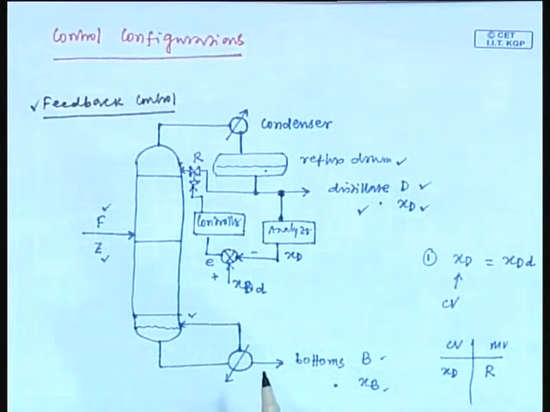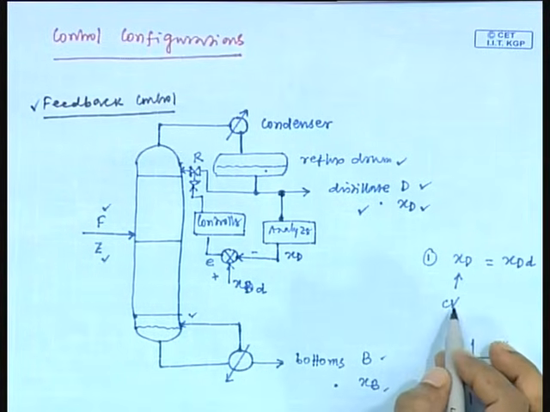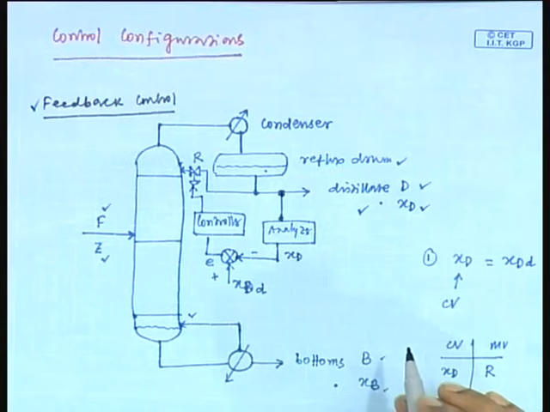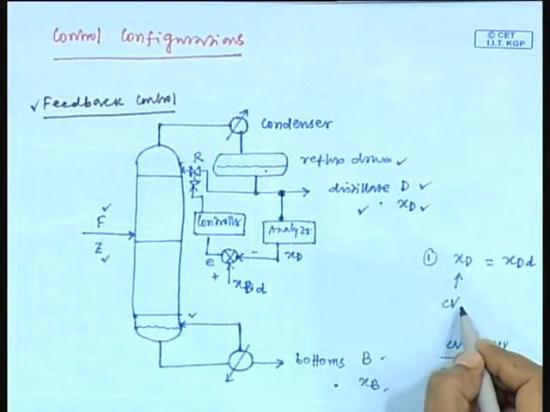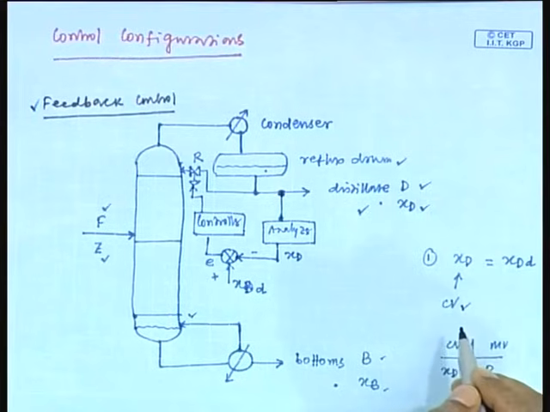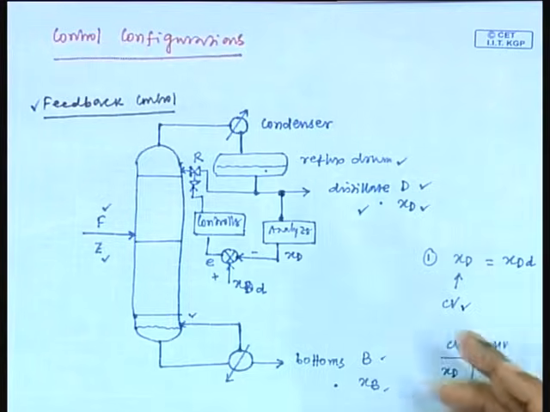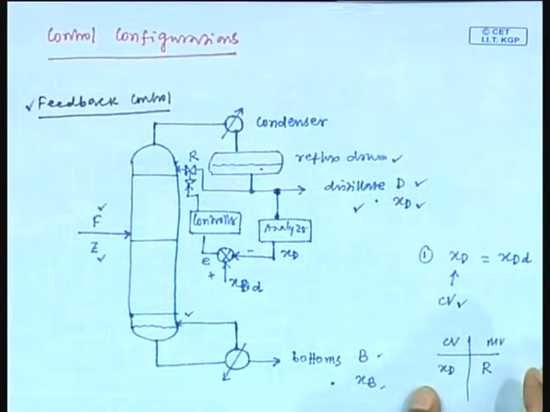In the feedback control scheme, the controlled variable is measured. Anyway, today we do not have time. So, in the next class we will discuss the other two control schemes. They are the feedforward control scheme and the inferential control scheme, along with other topics.